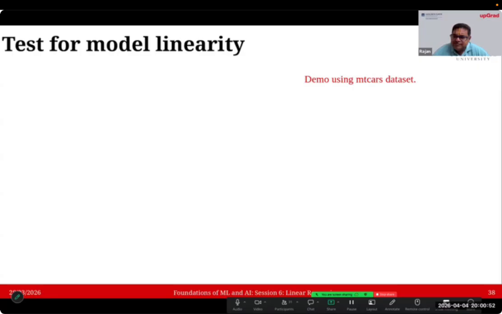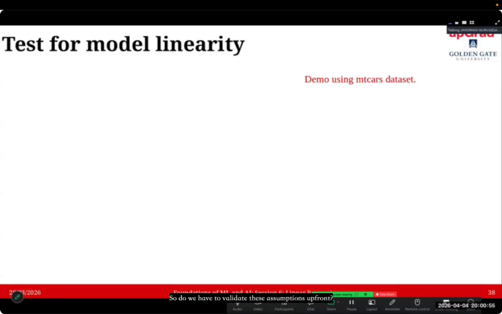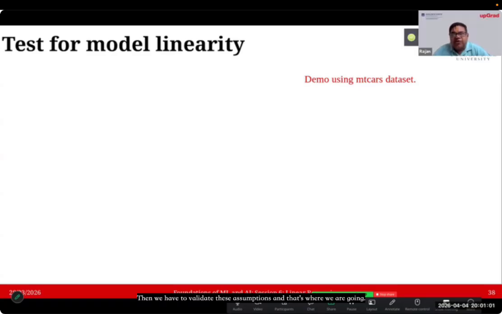That's a very interesting question. Do we have to validate these assumptions upfront? Exactly, because the moment these assumptions change, the sample size and these numbers will change.